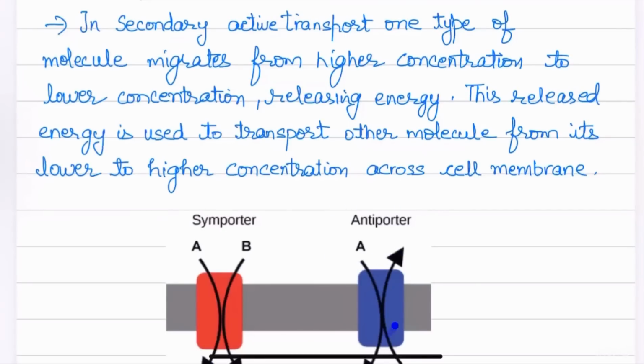Example for Antiporter, we have the sodium potassium pump. In the sodium potassium pump, there are three sodium molecules which are moving out and two potassium molecules which are moving in. So movement of three sodium molecules from higher concentration to lower concentration. So there is high concentration here for molecule A. The energy which will be released from this transport, that energy will be utilized by B.